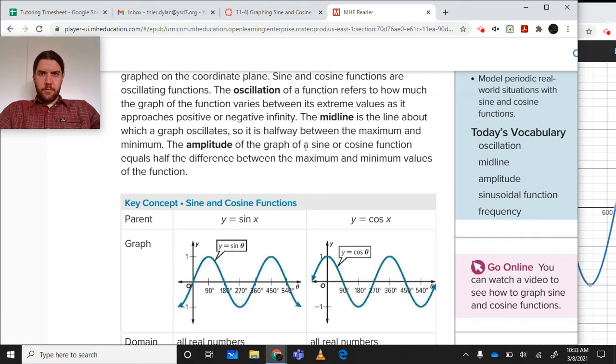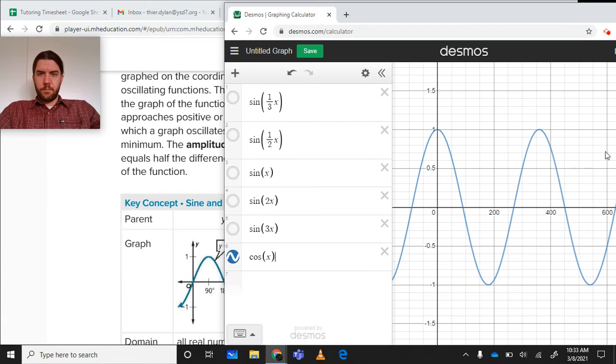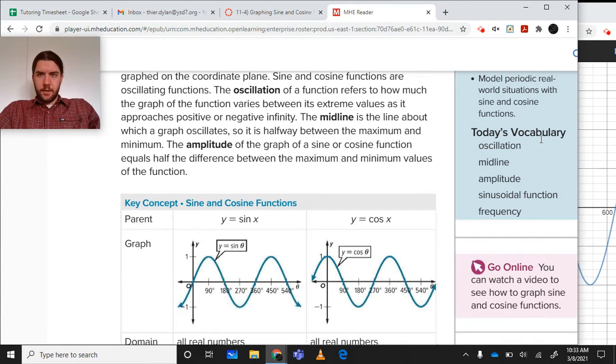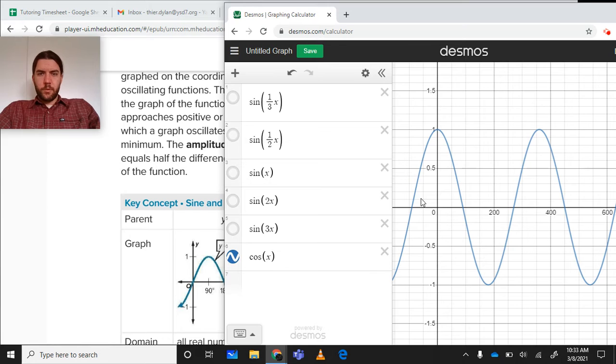The amplitude of the graph is the distance you are from the midline. It equals half the difference between the maximum and minimum values. So if we're going from 1 to -1, that's a distance of 2. That means our amplitude is 1. So it's always the distance from the center line, the distance from your midline to either the maximum or the minimum.